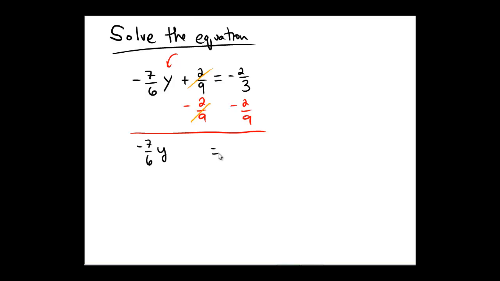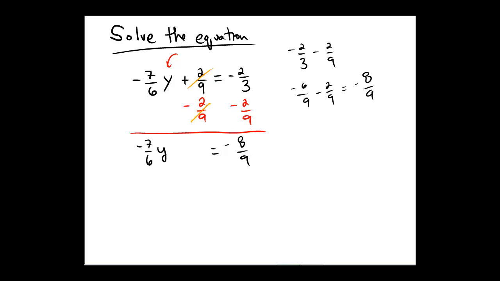And on the right-hand side, we have negative 2/3 minus 2/9, which is the same as negative 6/9 minus 2/9, and that's negative 8/9. So we have negative 8/9.